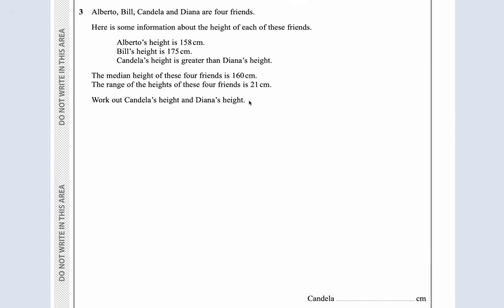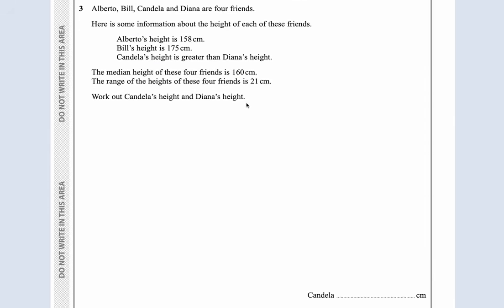Question 3. Alberto, Bill, Candela, and Diana are 4 friends. Here's some information about the height of each of these friends. Alberto's height, Bill's height, Candela's height is greater than Diana's height. The median height of these 4 friends is 160. The range is 21. Work out Candela's height and Diana's height.